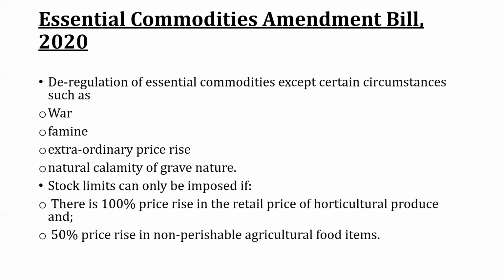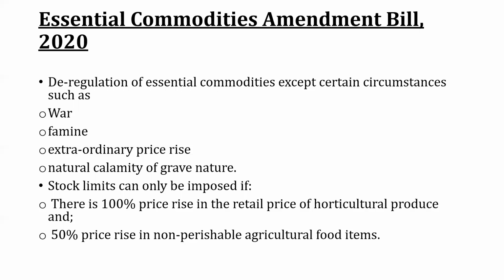Now, the Essential Commodities Amendment Bill. Earlier, a lot of essential commodities such as foodstuffs, cereals, etc. were regulated by the state. Now, this bill provides for deregulation of these essential commodities. Only under certain extraordinary circumstances can such regulation be imposed. These circumstances are war, famine, extraordinary price rise, and natural calamity of grave nature.